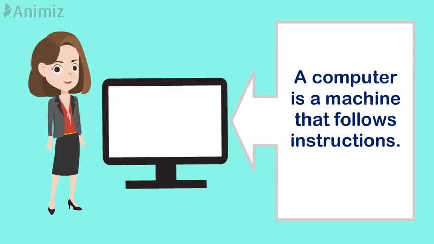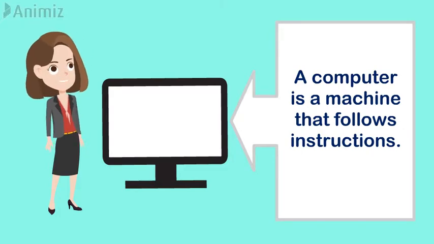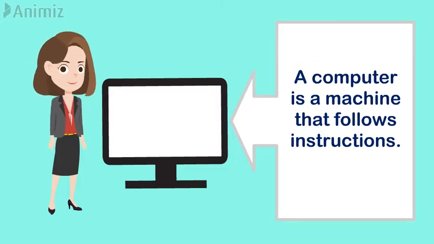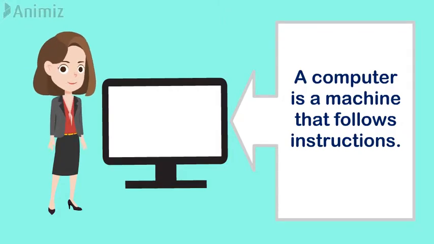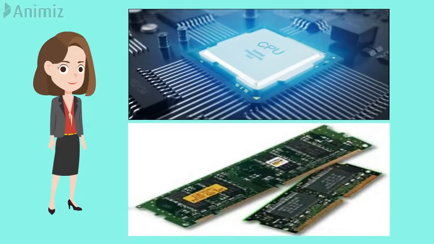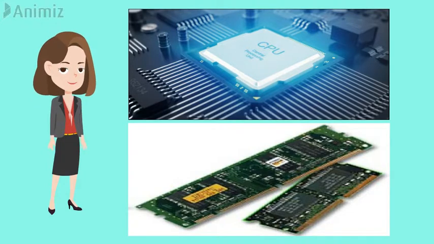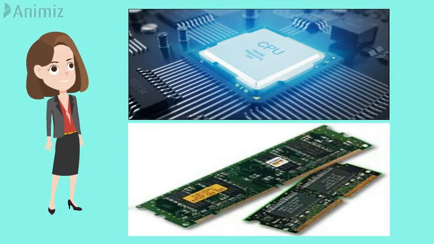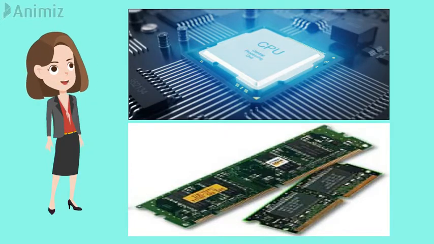As you know, a computer is a machine that follows instructions, and these instructions are called programs. When a computer follows some instructions, we call it running a program. A computer has two main parts: the CPU, the central processing unit, and the memory. These are the two main components of a computer.